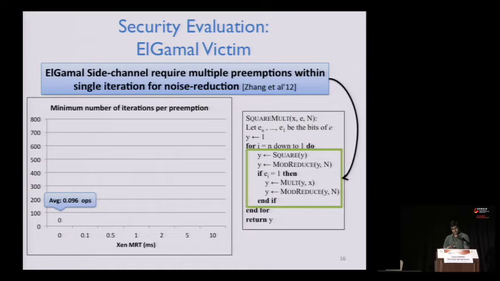And what we see is that even for a modest increase in MRT value, the number of iterations that happen between two preemptions is a lot higher, and we believe that this is sufficient to make existing and future attacks significantly harder. We also have multiple other victims that we experimented with in the paper.